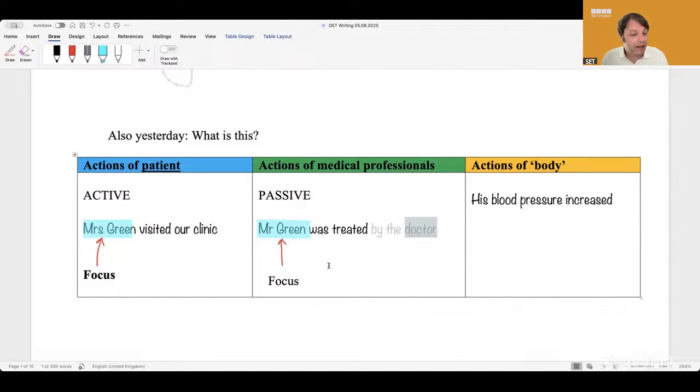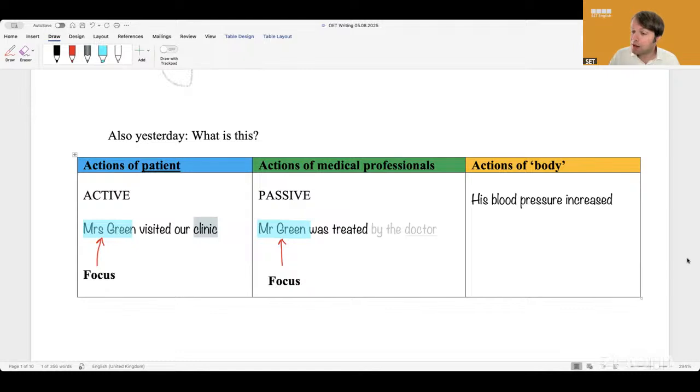Yeah. So Mrs. Green is the receiver, and the doctor is the doer. Exactly. So this idea of focusing on the patient is important in OET. I'm not saying that we always use passive to focus on the object, but in OET we do, because the object is usually the patient. When the object is not the patient, we would use the active. Here, the object is the clinic, so we do not use passive. Okay, what about actions of the body though?